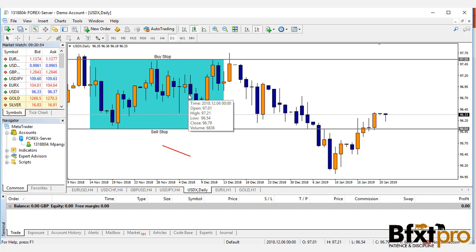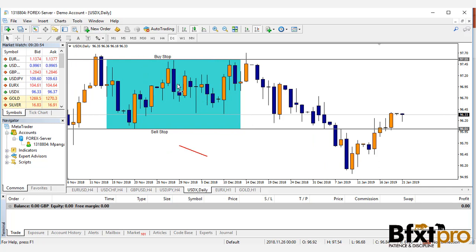So here's your homework. You're going to answer the multiple choice questions that I'm going to give you below. You're going to have to tell me which one is a bullish candle and which one is a bearish candle on this chart, on the USDX daily, your US dollar chart.